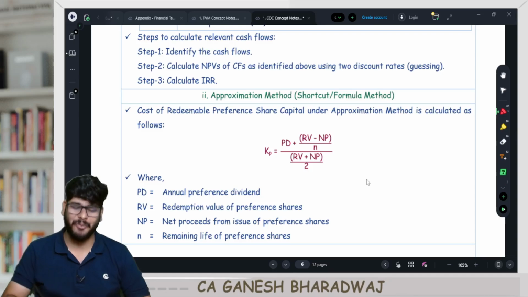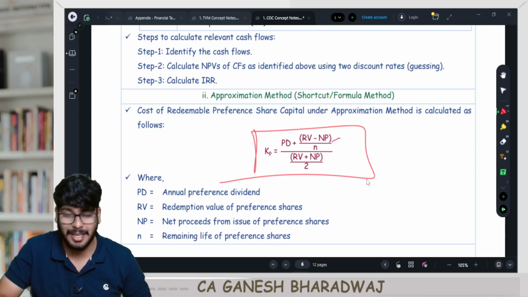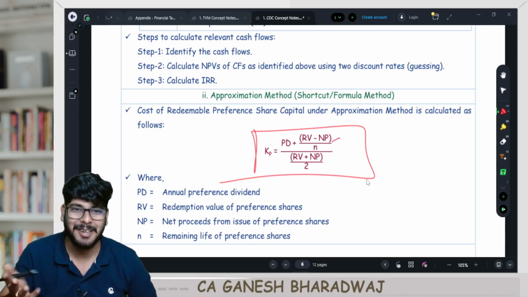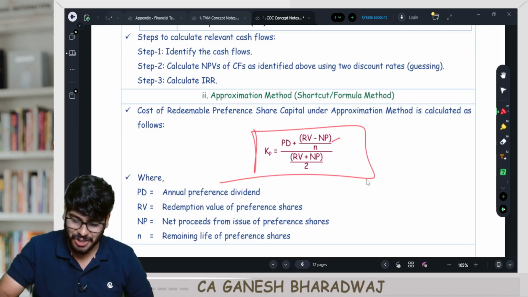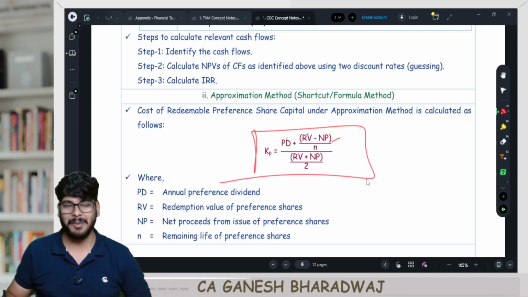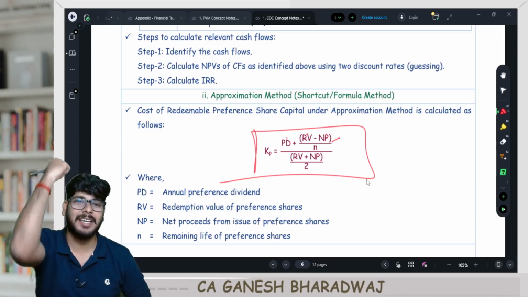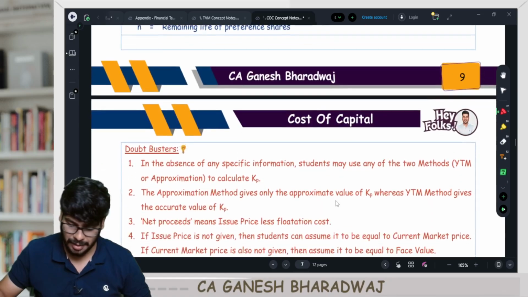Very, very logical. Now here you don't have an alternative, such as assuming it is tax deductible, because nothing is tax deductible here. So it is preference dividend plus RV minus NP by N, the whole divided by RV plus NP by 2. With that, KP itself is over. And this is what I've given here in this particular area.